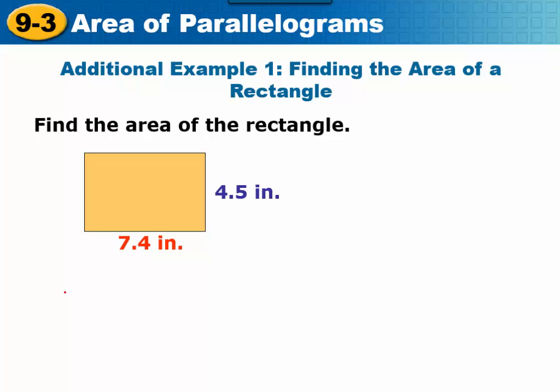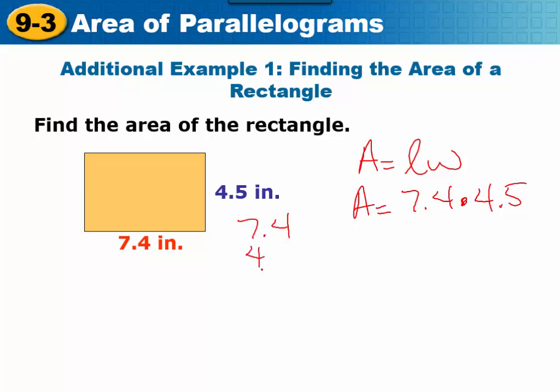So the first thing I would like for you to do is you must write the formula down. A is equal to LW, or A is equal to BH. It makes no difference to me which formula you use. Okay, so A equals. Now, because I'm multiplying my length and my width, it doesn't matter which number I put where. So it's just going to be 7.4 times 4.5. So I want you to write that down, then go over to a side spot and actually multiply those.